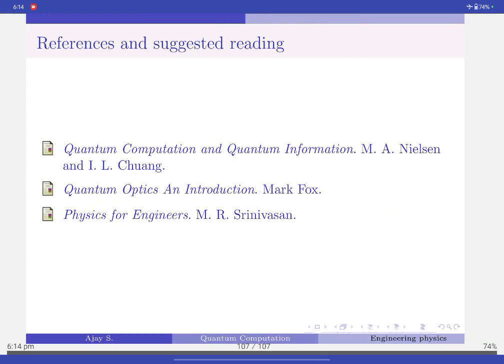So these are the references used and the suggested reading for quantum computation. Quantum Computation and Quantum Information by Nielsen and Chuang. Quantum Optics, the end chapter has a chapter on quantum communication, by Mark Fox, and a brief note on quantum computation has also been mentioned in the book Physics for Engineers by M.R. Srinivasan. So this was just an introductory course on quantum computation, specially meant for undergraduate students.